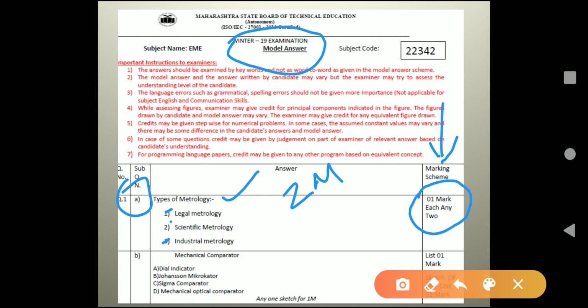And question number 1b, you can see the types of mechanical comparator, that is dial indicator, Johansson mikrokator, sigma comparator, and mechanical optical comparator. Here at extreme left you can see list 1 mark, sketch of any one 1 mark. So you have to sketch any one type of comparator; for listing 1 mark is distributed, and for the sketch that is 1 mark.